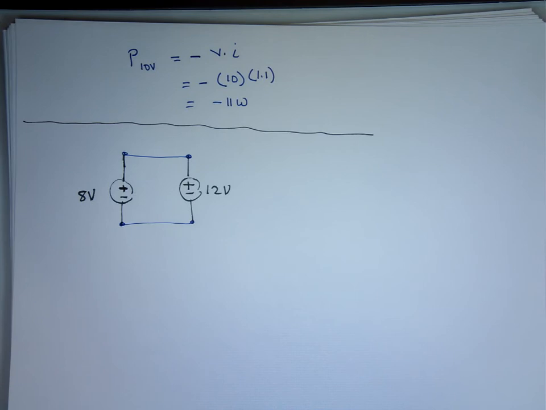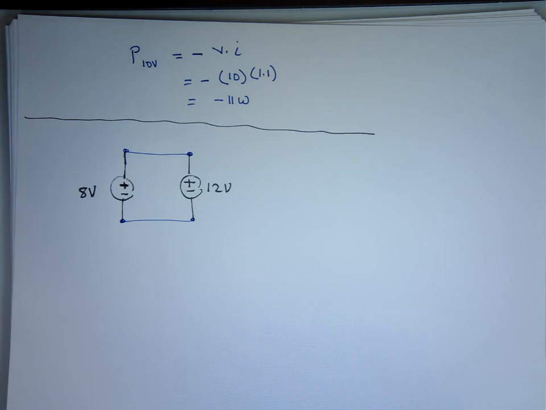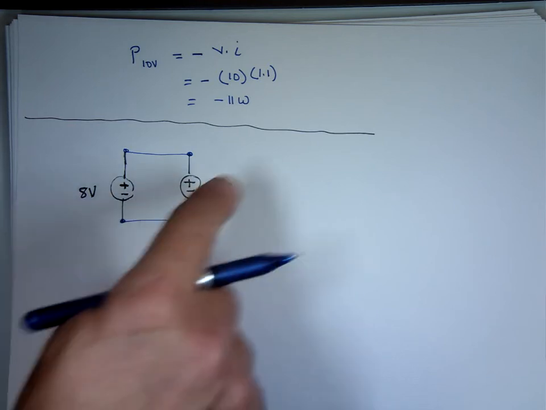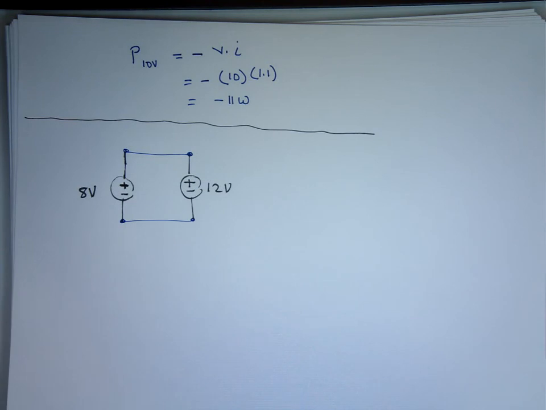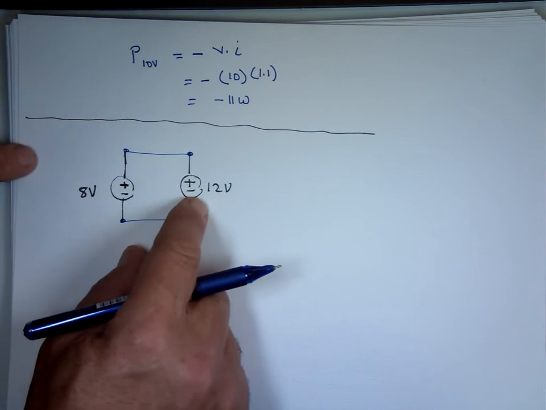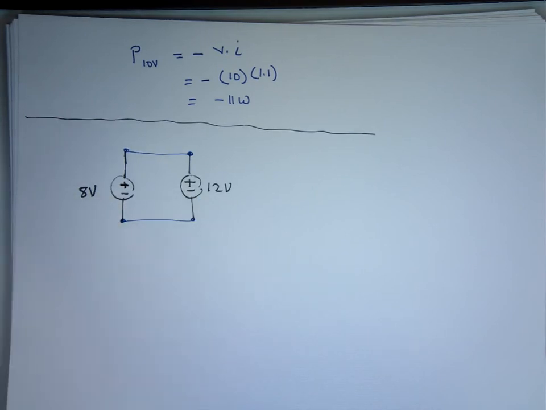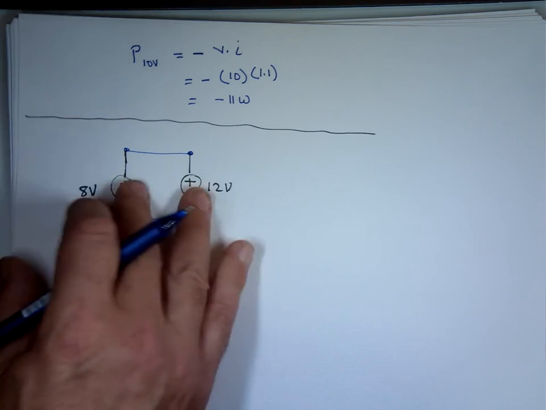Why? Well, they are connected how? In parallel. In parallel, the voltage has to be the same. How can 8 volts equal 12 volts? Can't. So what will happen quickly is this one will try to charge this one to 12 volts, and your car will jump start. But you never want to connect voltage sources in parallel.